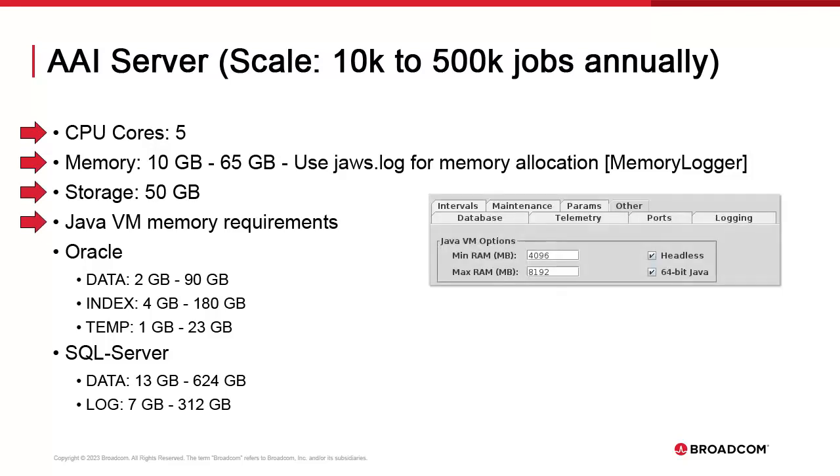All AAI products are Java intensive, and Java mempool sizing is vital. We recommend checking your VM settings and making sure you're setting the range between 4 and 8 at a minimum. Finally, database sizing is as follows. Oracle has 2 table spaces, data, whose range should be set between 2 gigs for 10,000 jobs and 90 for 500,000, index with 4 and 180 respectively, as well as the temp directory with values set between 1 and 23. For SQL Server, the 2 storage directories should be set as follows: data 13 and 624 gigs, and log 7 and 312.